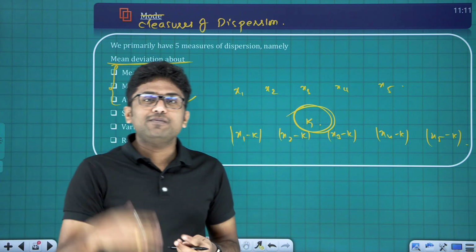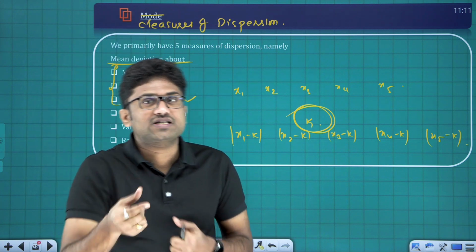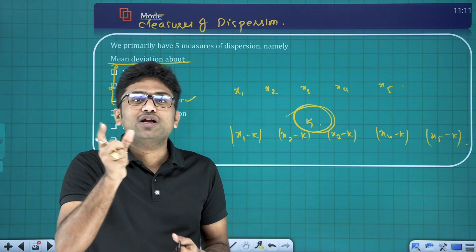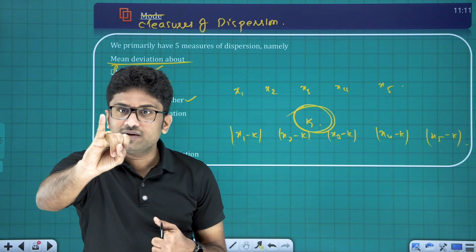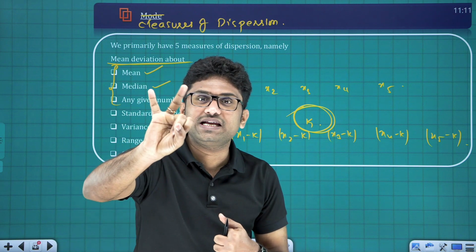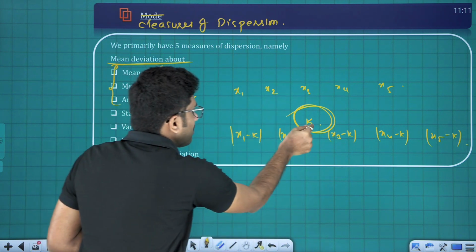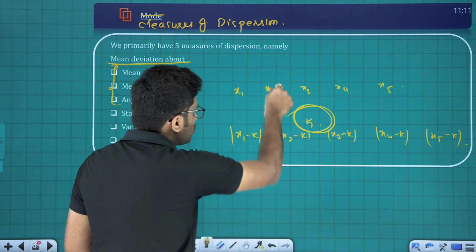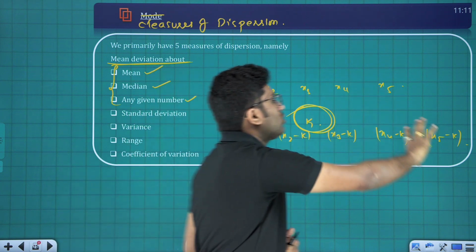So to find the mean deviation about the mean, first what to do? First we have to find the mean of the given series. First find the mean, then the deviations. How do we get deviations? Like this: x1 minus x bar, x2 minus x bar, x3 minus x bar, x4 minus x bar.